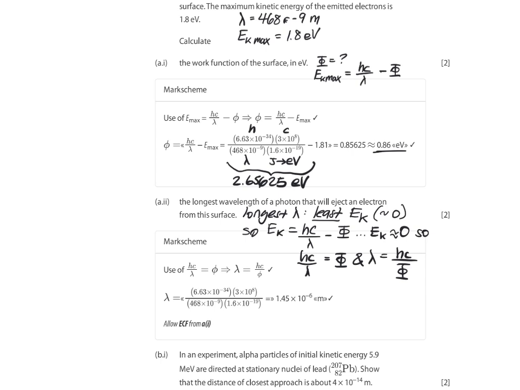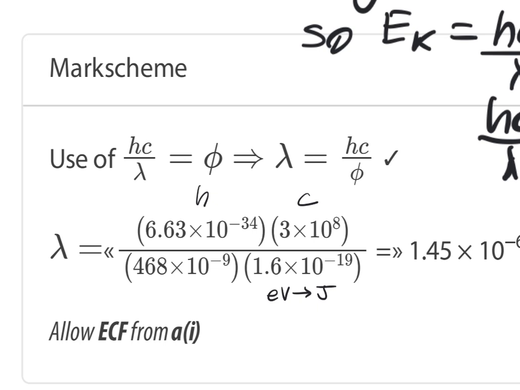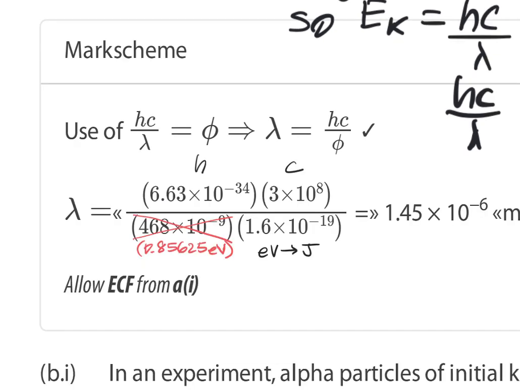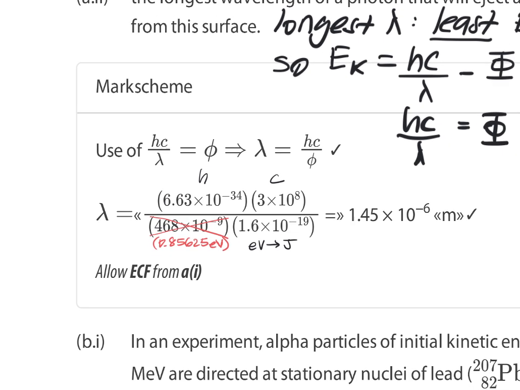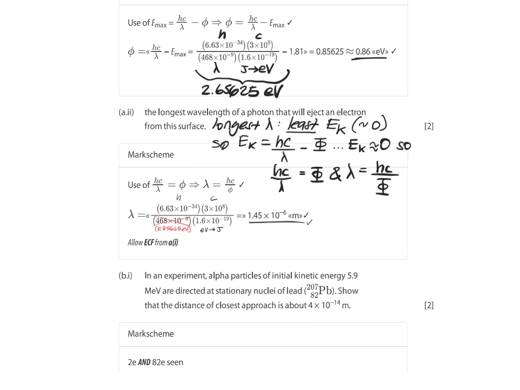There's a definite typo here in the mark scheme. When they show the work, they put the wavelength in. They're not looking for wavelength. They need to put in the work function. So we have h, we have c, we have the 1.6 times 10 to the negative 19 to get from eV to joules, but we need the work function in eV, not the wavelength. So there's the work function with the eV to joule conversion, but the math is right. They just wrote the wrong thing, but we get 1.45 times 10 to the negative 6 meters. That's the right answer. Okie dokie.